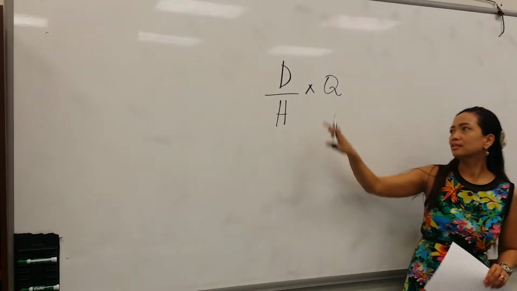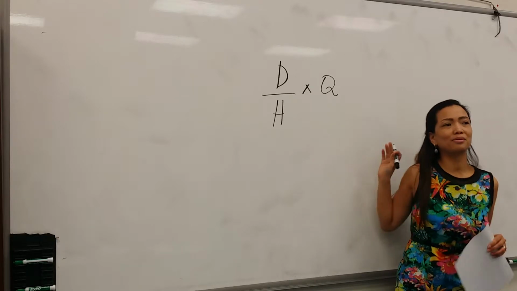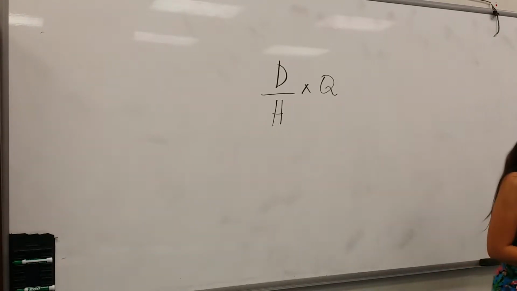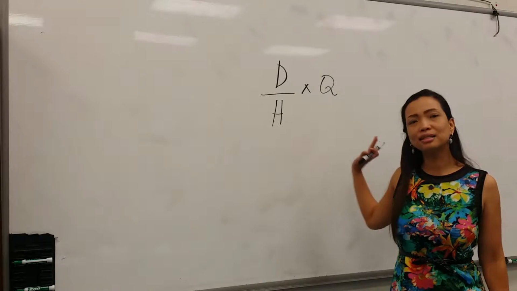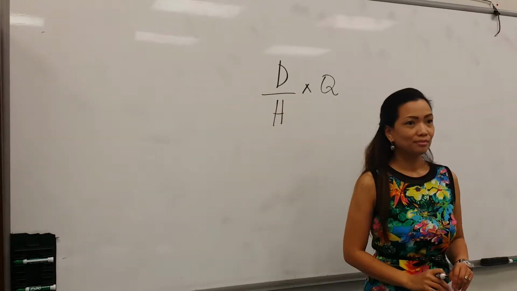Next topic is D over H times Q. When I was in pharmacy school, I don't remember this formula. So my guess, it's a pharmacy technician who created the formula. Not sure about that, but that's just my guess, okay? Because this can be easily translated to ratio and proportion, okay?